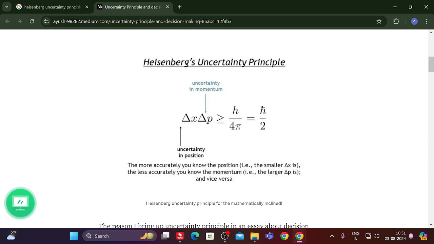That is called Heisenberg's uncertainty principle. That means when you are trying to locate the particle, its momentum will be uncertain. When you are trying to find out the momentum, its position will be uncertain.